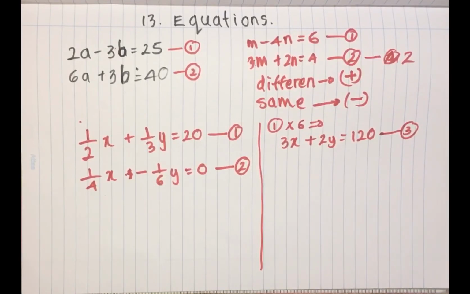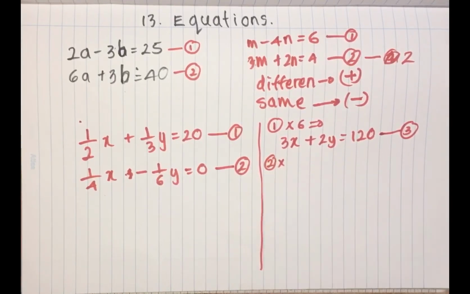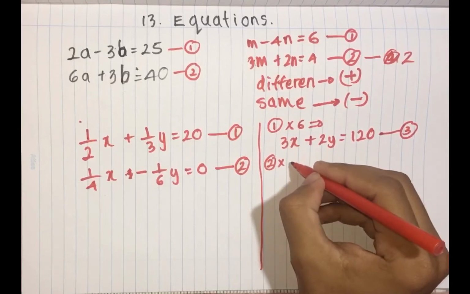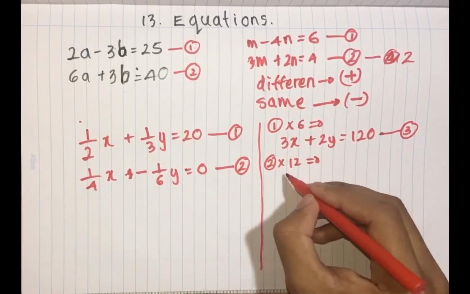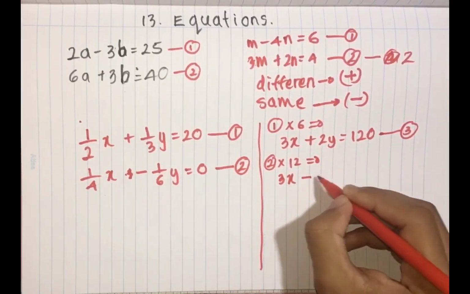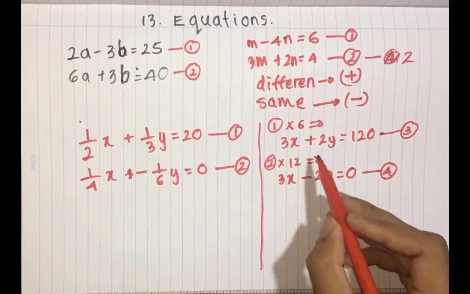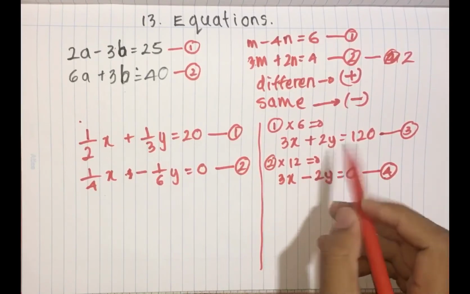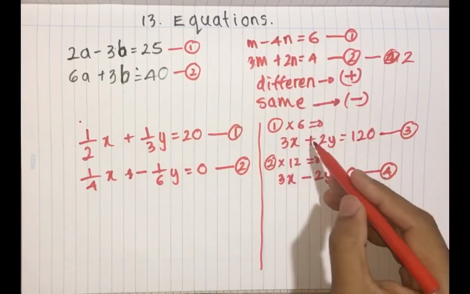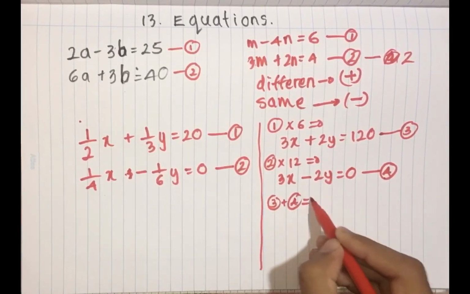Now the next one, you are going to multiply the second equation by the LCM of 6 and 4. What is the LCM of 6 and 4? Yes, it's 12. Therefore, if you multiply this by 12, you have 3x minus 2y is equal to 0. That is equation number 4. Now look here, the coefficient of y is 2, so now it looks like the earlier form. You have different signs, which means you have to add both. So this looks easy, right?